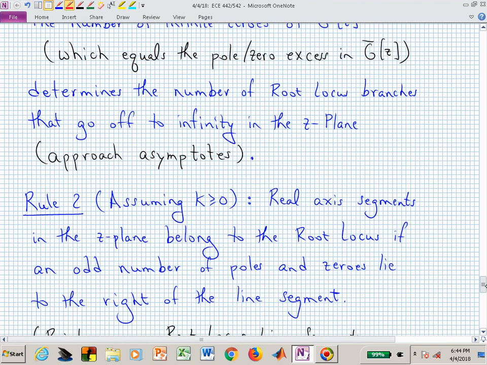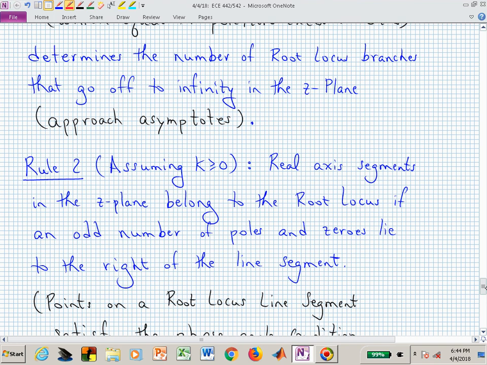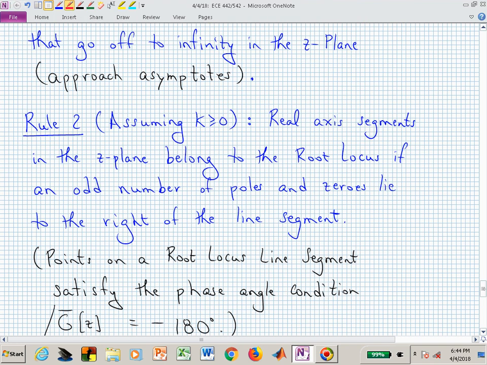Rule number two, assuming that we're using K non-negative, K is greater than or equal to 0, we need to watch these real line segments, don't we? We have to be careful. But the real axis segments, we have our piece of bread now.